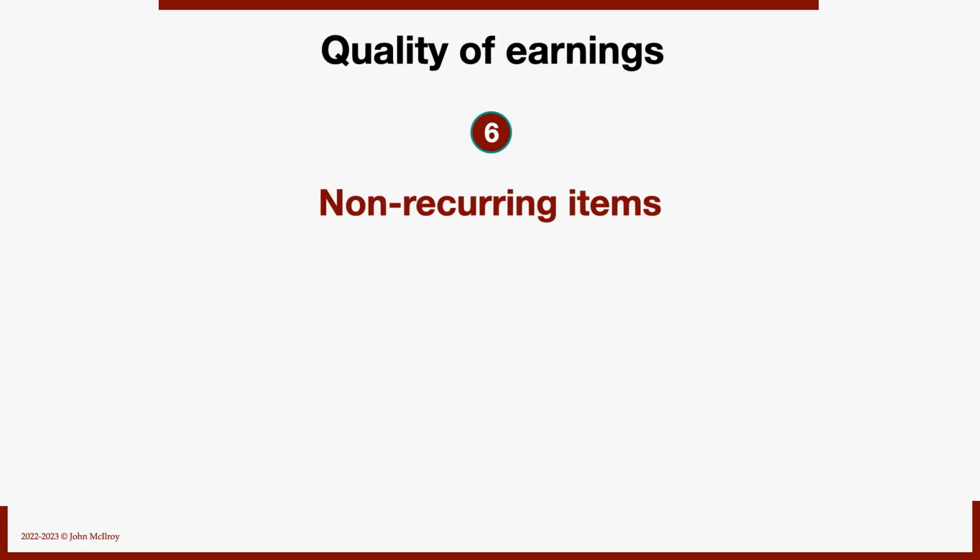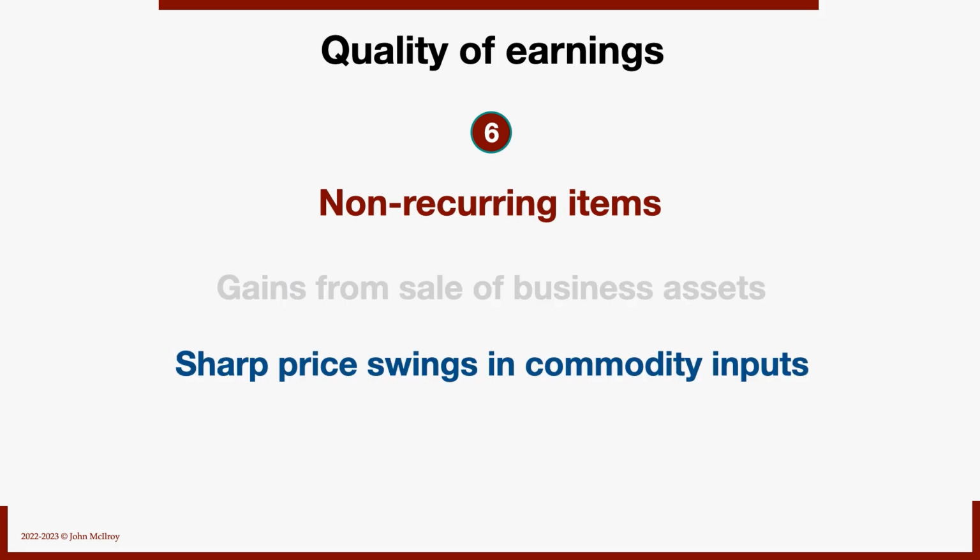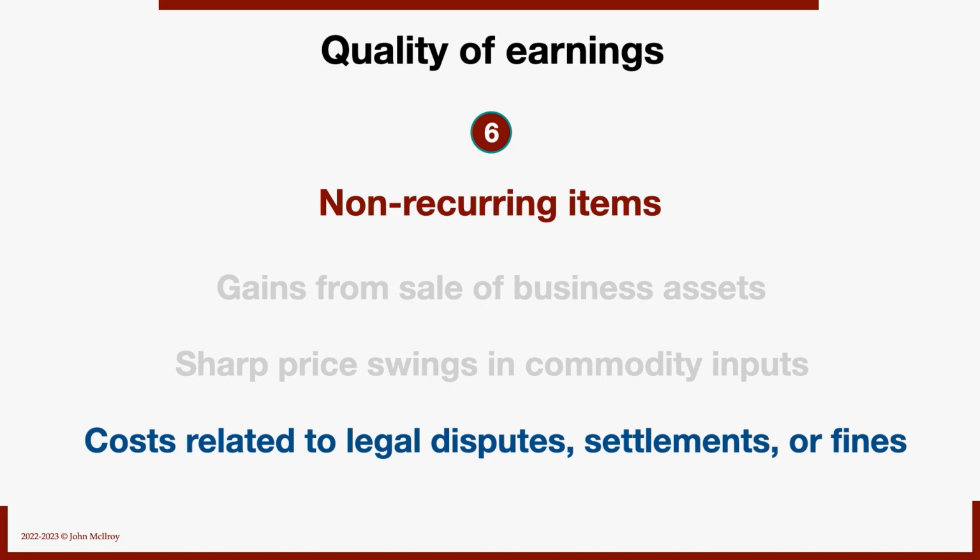Non-recurring items like gains from the sale of business assets, that's not part of recurring revenue and income. Sharp price swings in commodity prices. You're a lumber yard, you've got some inventory that you bought at a low price. There's been a sharp upward swing in the commodity price, and then you sell it. Then obviously you're having huge gains based upon commodity price movements rather than simply operating profit. And sometimes costs related to legal disputes, settlements, or fines are also something that has to be taken into consideration in terms of whether it's an ongoing expense or a one-timer.